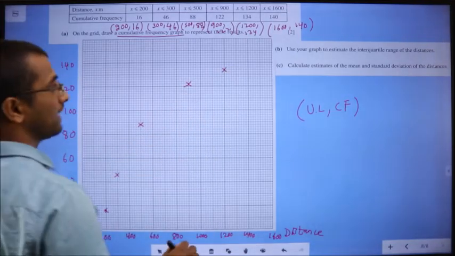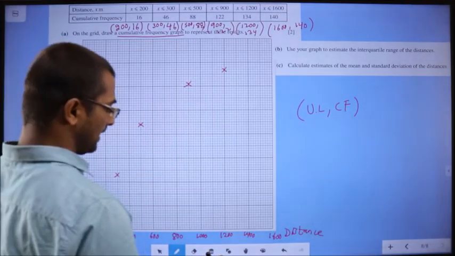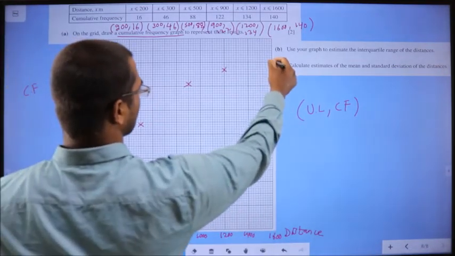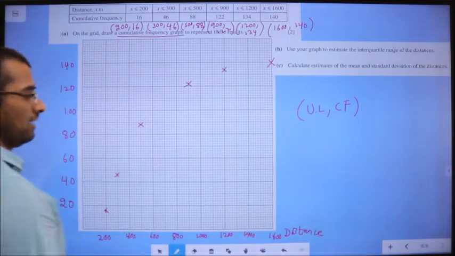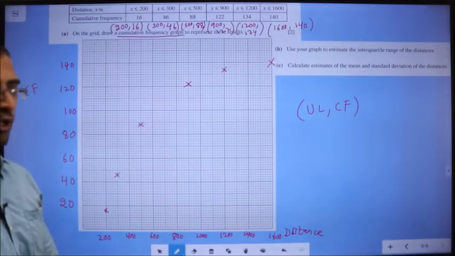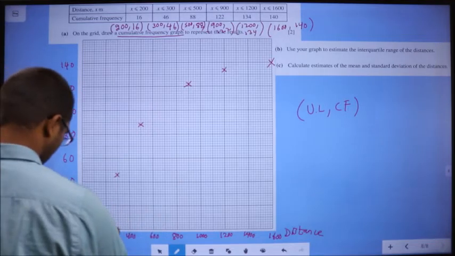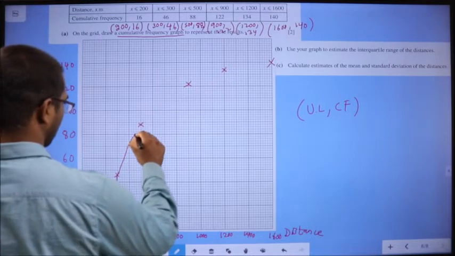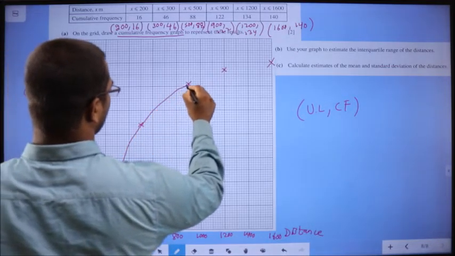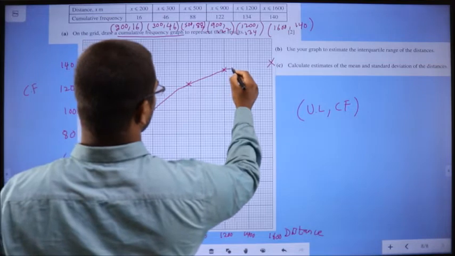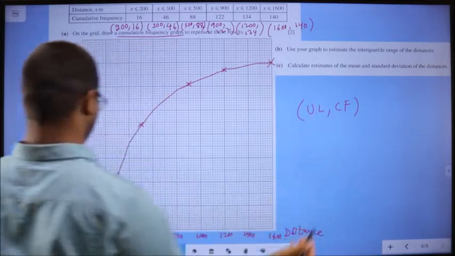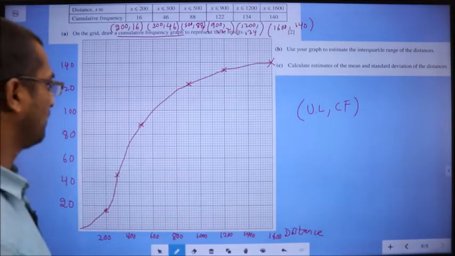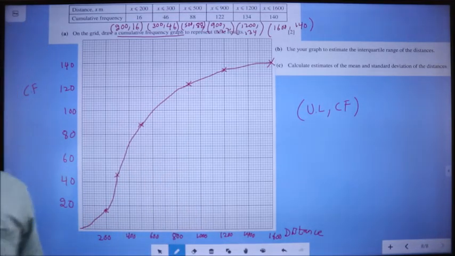Okay. Next, 1600 is here. 140 is here. So this is the point. Now join all the points. Carefully join it. So this is how you get the graph. Okay.